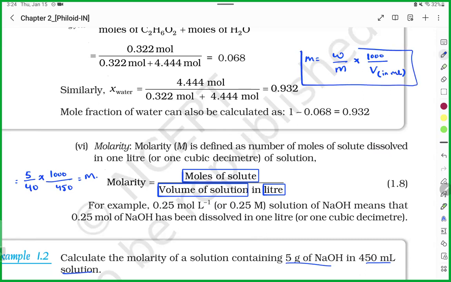Correct. Sir, I'm getting 0.27. 0.27. Correct. So given mass 5, molar mass 40, 1000, and volume this.